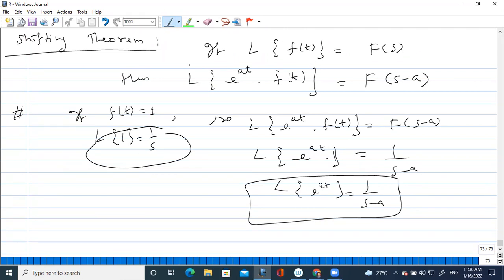So similarly, we can take another question. First note down this quickly.